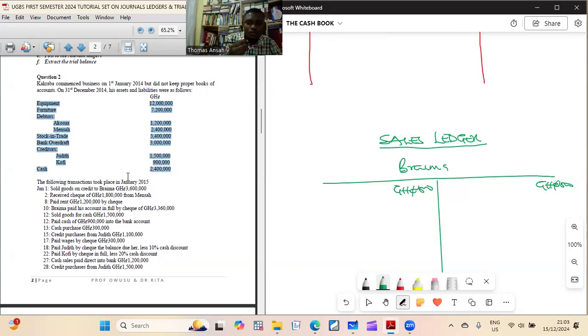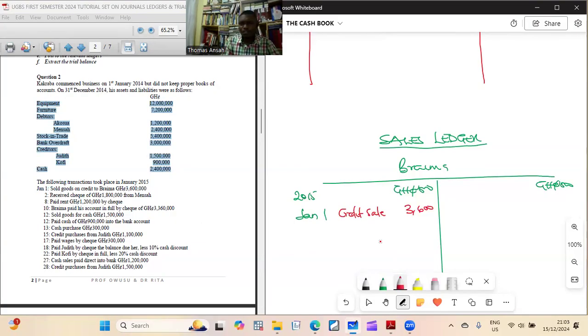But when you see Brima, we have sold to Brima on credit. So Brima becomes a debtor. So we will start the double entry for Brima. So here we will say January 1. All right, so this is 2015. What did we do with Brima? There was a credit sale. And how much was that? So 3,600.